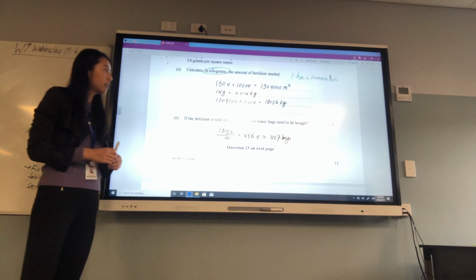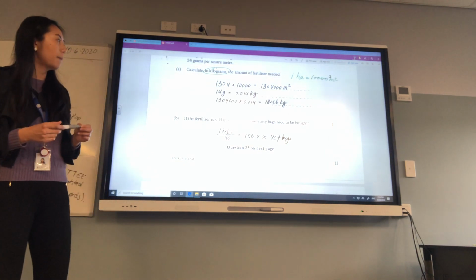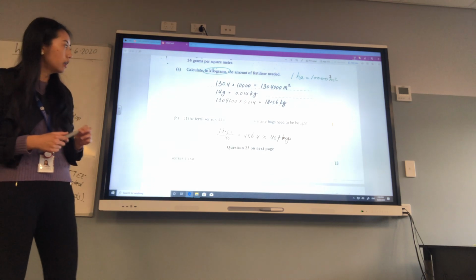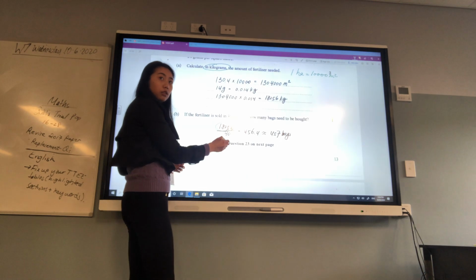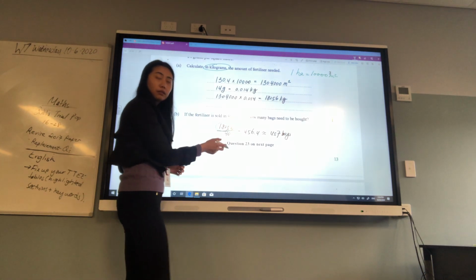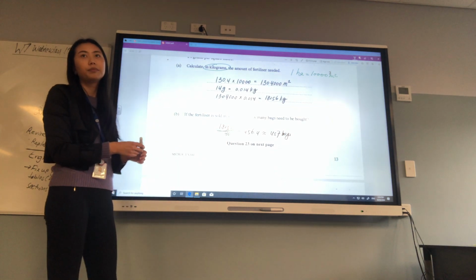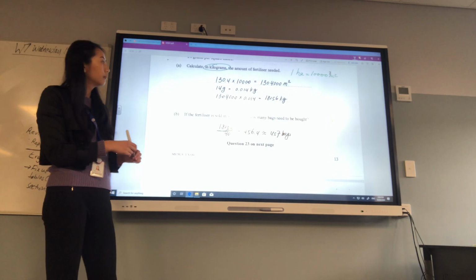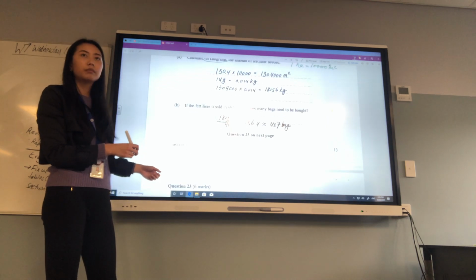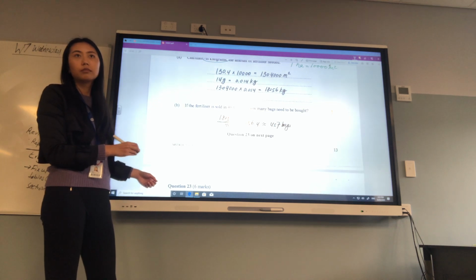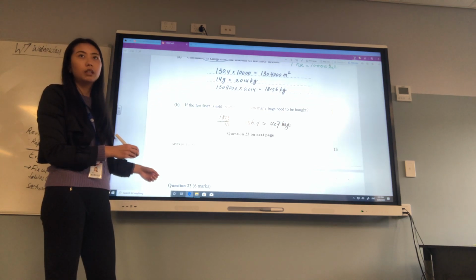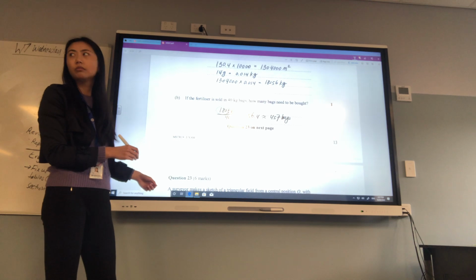So if the fertilizer is sold in 40 kilogram bags, how many bags need to be bought? This is how much you need. And 40 kilograms per bag, divide. Right? Can I move on?